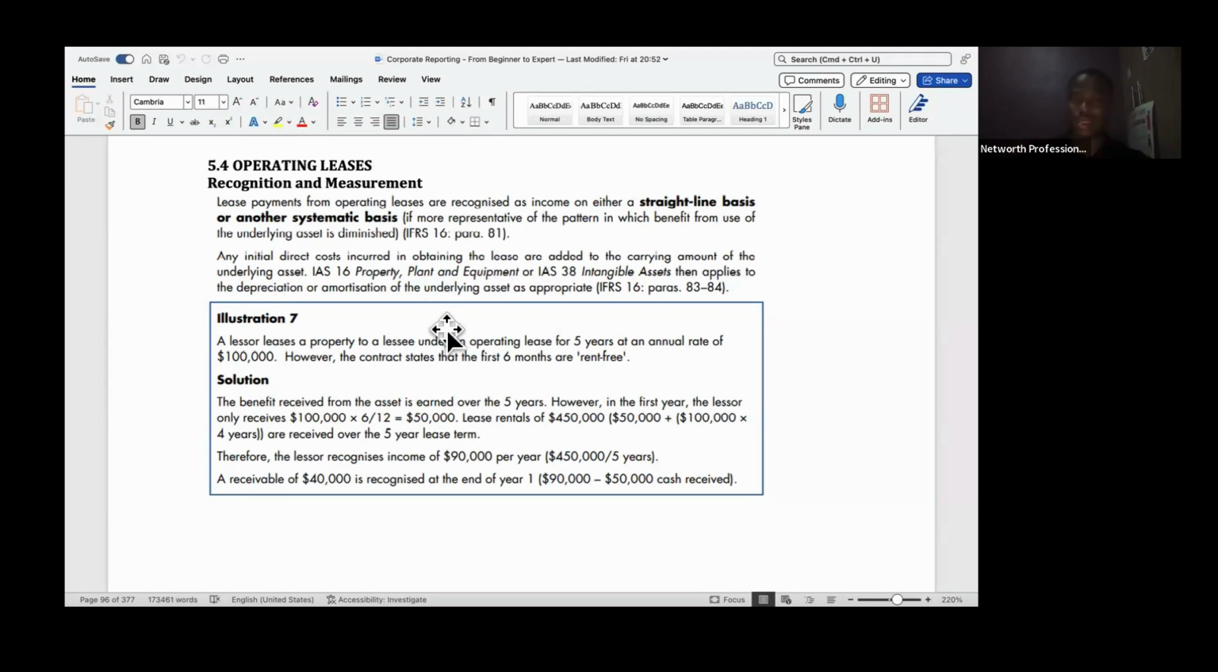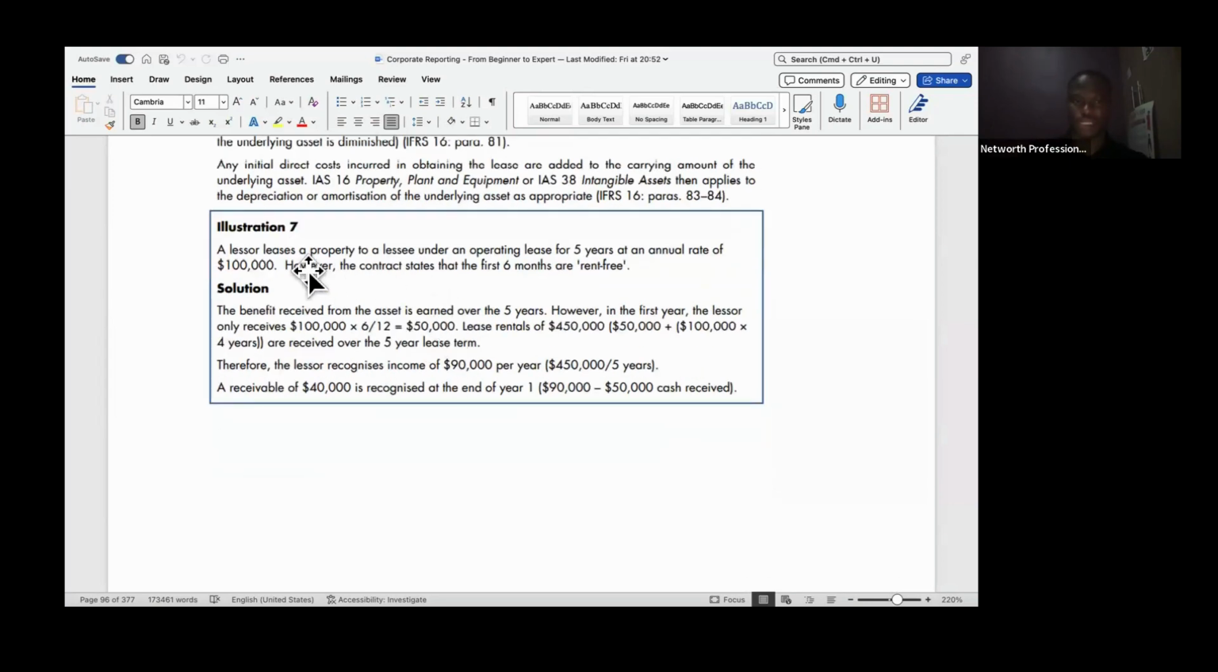And that is it. So if you look at this question, it says a lessor leases a property to a lessee under an operating lease for 5 years at an annual rate of 100,000. However, the contract states that the first 6 months are rent-free. Okay, so this is a typical way, it will never be more than this, how the examiner asks questions on operating lease.